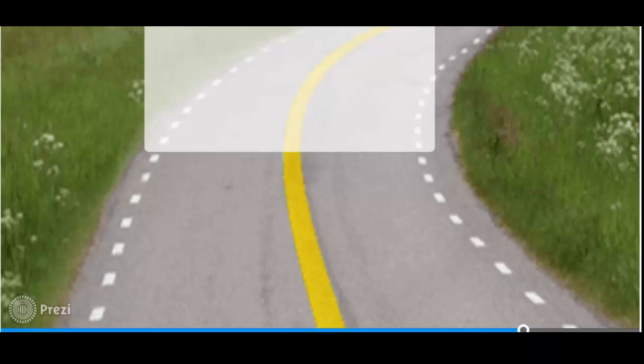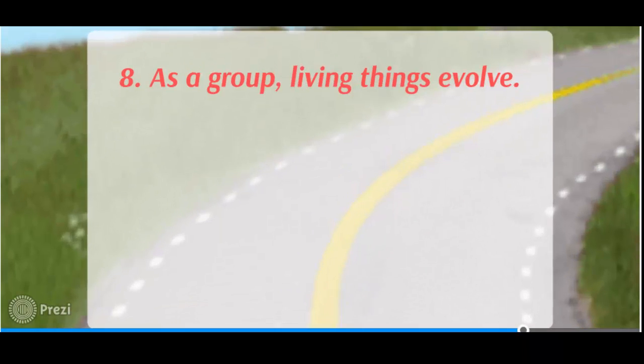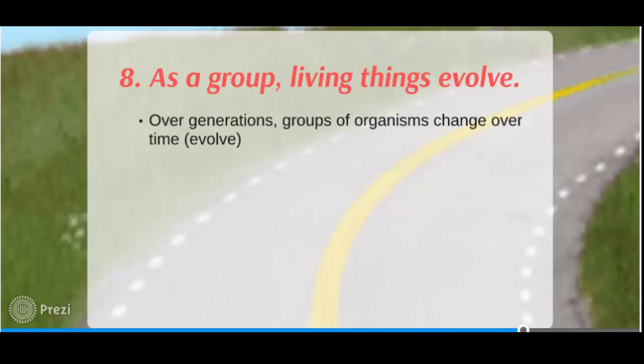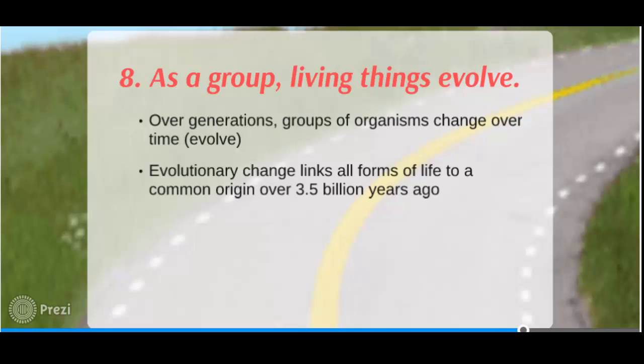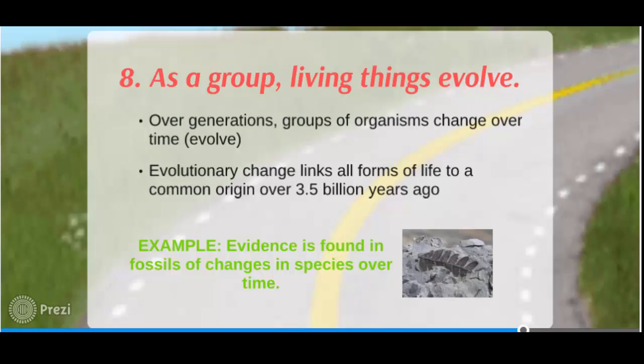And lastly, the last thing to be considered alive. As a group, living things evolve. And by evolve, I mean change over time. Now, an individual doesn't evolve, and when we get to evolution, we'll talk about this more. You as one person cannot evolve. It happens through populations over time. And if you go back in history, evolutionary change links all forms of life to a common ancestor or common origin over 3.5 billion years ago. An example here would just basically be fossils. You can look at fossils and see evidence of species and how they have changed over time.